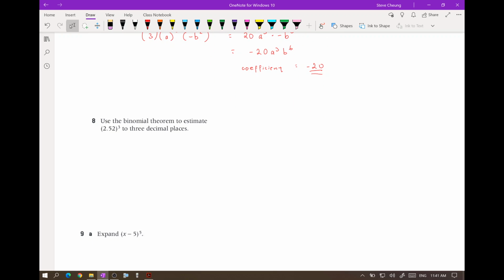Question 8 is an estimation question, but you work it like this. You can just split the two parts here. That's one way, but that's not exactly easy. So you can also split it like 2 plus 0.52. Actually, for this question, it doesn't make it quite powerful, because you will actually have to expand the whole thing. So just pretend it's like a plus b. Then when you expand, you have a cubed plus 3a squared b plus 3ab squared plus b cubed. Except I'm going to replace a with 2 and b with 0.52.